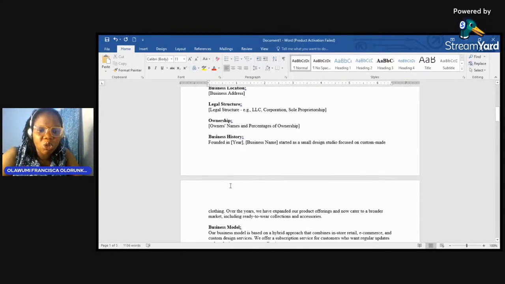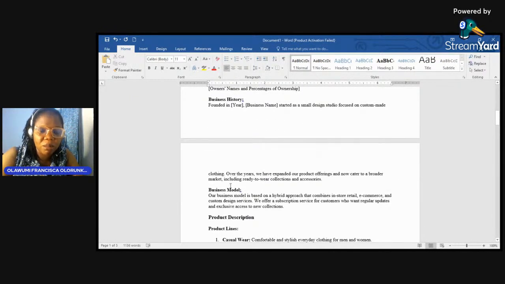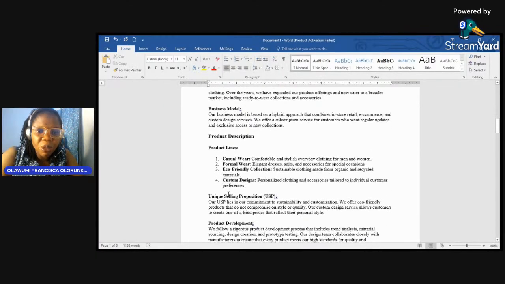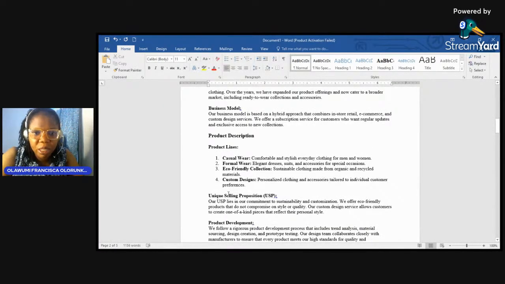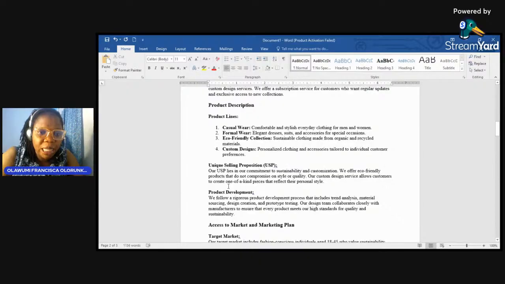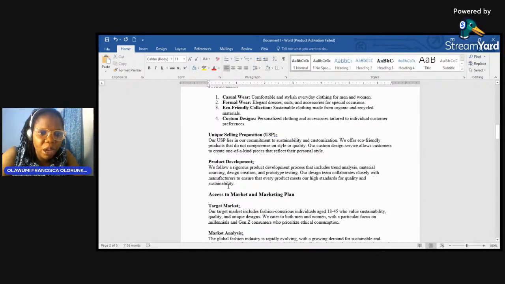Then the business history, you're going to tell a story about your business. This is your why, this is an opportunity to tell why you even decided to venture into the business. Then your business model, how does your business operate? Is it a hybrid approach? Is it both? So you put that. Then your product lines, the casual wear, formal wear, eco-friendly. Then your USP, that is your unique selling proposition, you have it there.